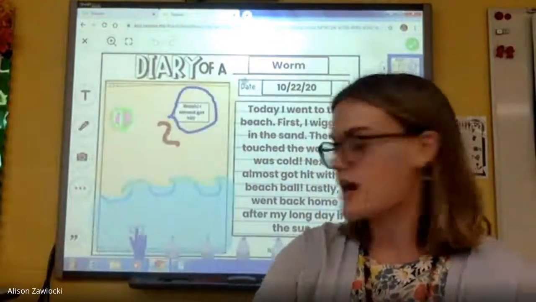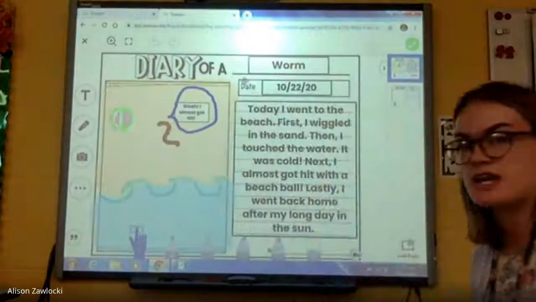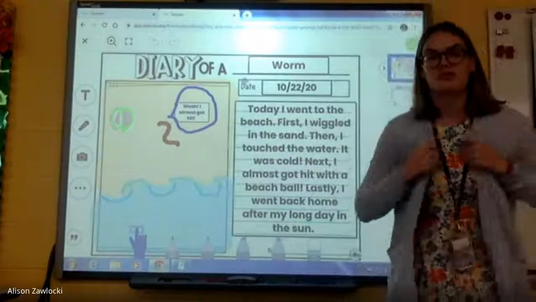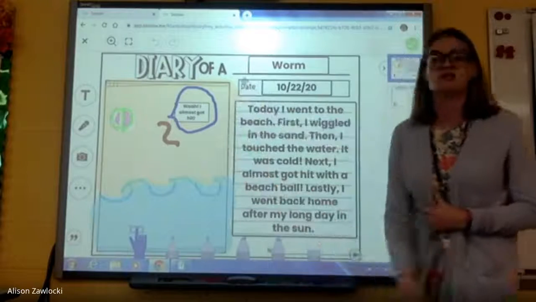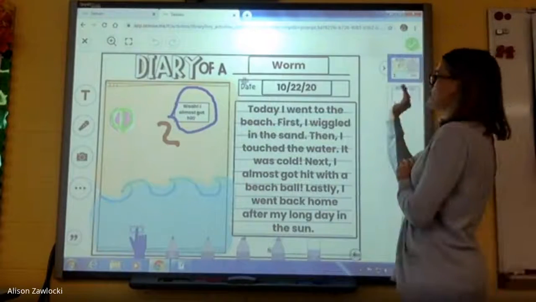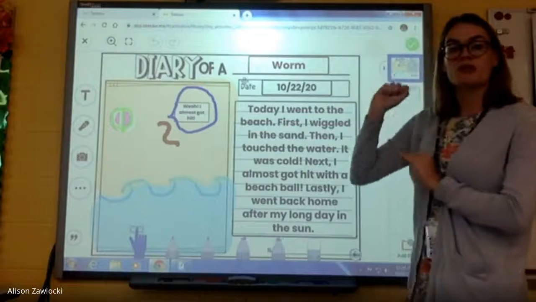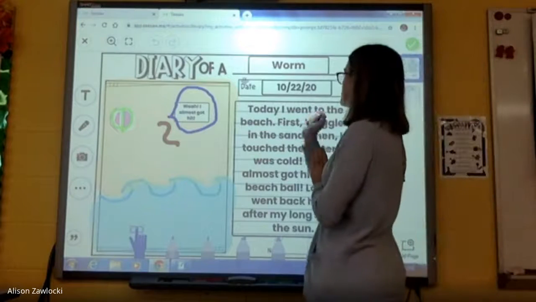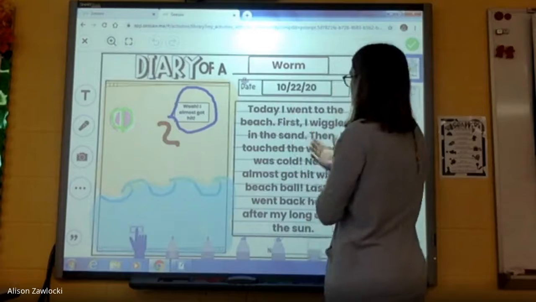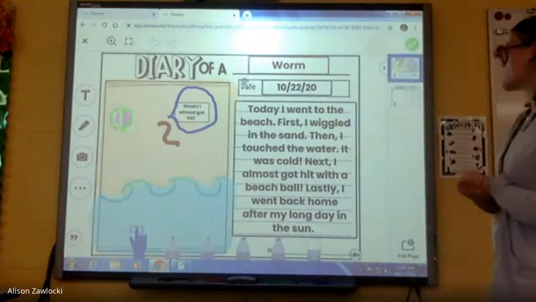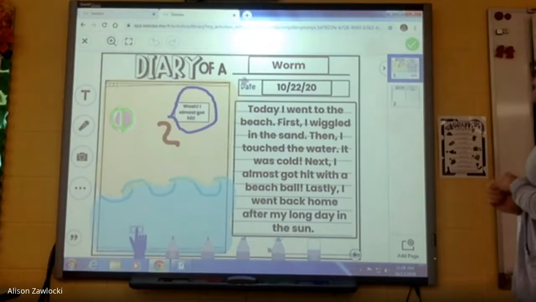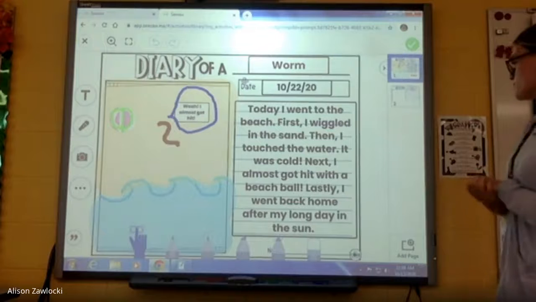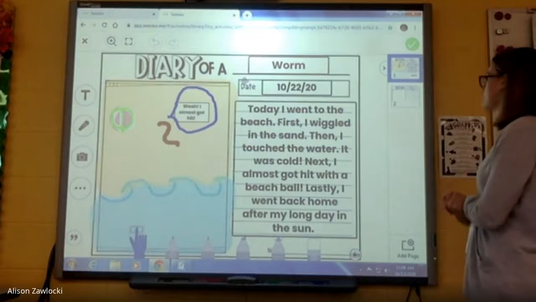So for our Seesaw assignment, we are doing the same thing as we did yesterday, actually, but I want you to come up with a different event. So I have the same example just to show you. So this was from yesterday, as if I were the worm. So remember, you're writing an entry as if you were the worm. I went to the beach. First, I wiggled in the sand. Then I touched the water. It was cold. Next, I almost got hit with a beach ball. Lastly, I went back home after my long day in the sun.